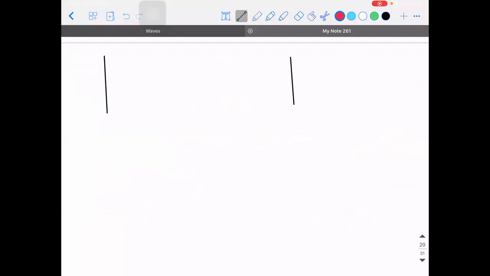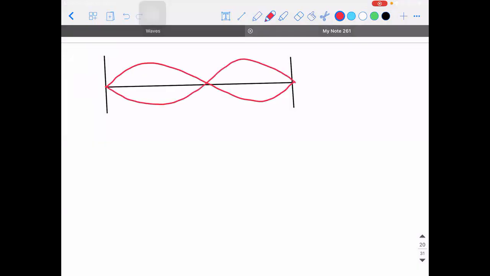Within the same length of the string, I can create a vibration in such a way that I'm not going to have only one standing wave. It is not necessary that a string has to vibrate only in one mode. It can vibrate in a second mode also. Second mode means it is like this. How many standing waves should form? Are you able to understand?